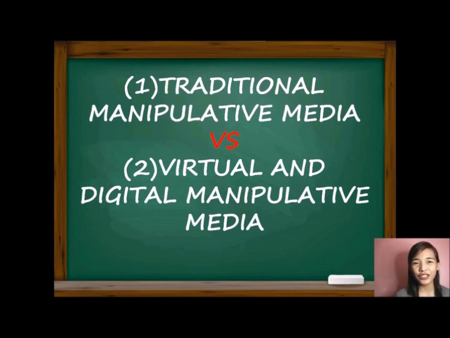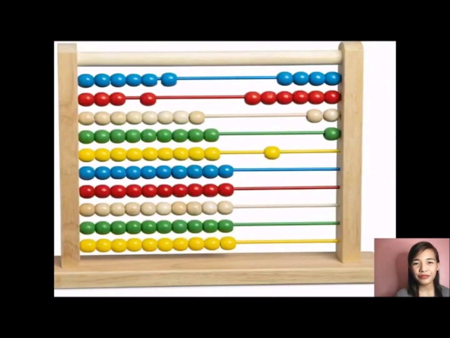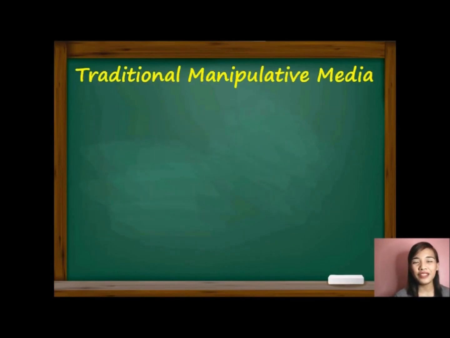So let's have for the first picture, abacus. You may write 1 or 2. Timer starts now. Time's up. Abacus is traditional manipulative media.